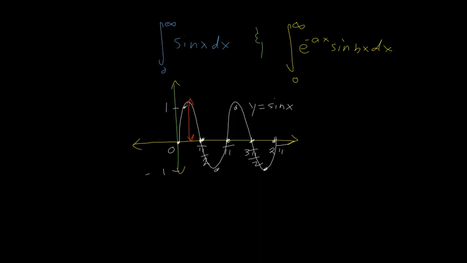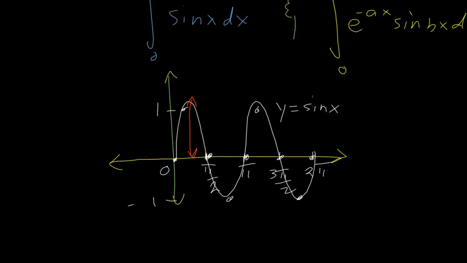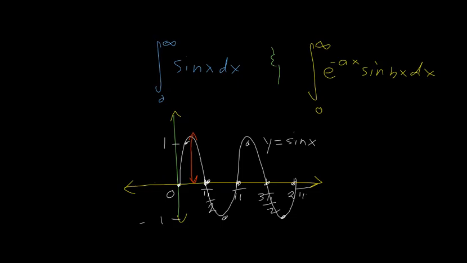That's the amplitude. And that means that the positive area and negative area never settle down. They keep accumulating without limit. So when we integrate sine x from 0 to infinity, this integral will never stabilize.